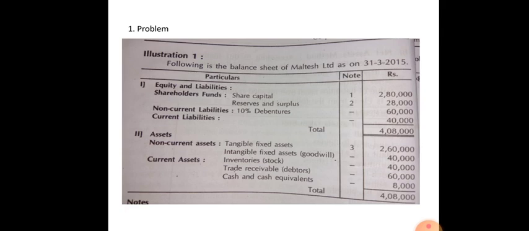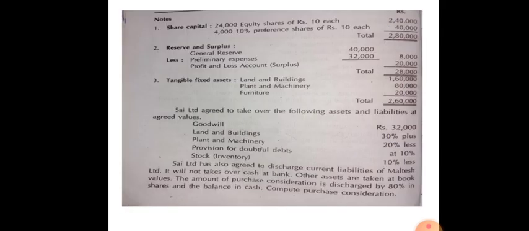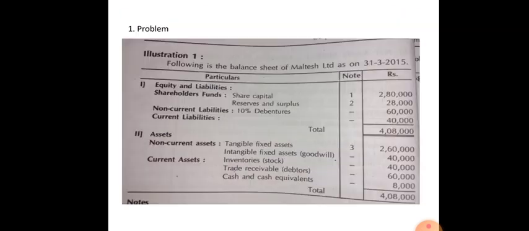Next, reserve and surplus, note number 2, amount is rupees 28,000. Now this reserve and surplus again has a note. Under note number 2, general reserve is rupees 40,000 less preliminary expenses 32,000. So 40,000 minus 32,000, remaining is rupees 8,000. And profit and loss account, it is a surplus, a plus balance of rupees 20,000. So 20,000 plus 8,000 is 28,000. Like this reserve and surplus is 28,000.